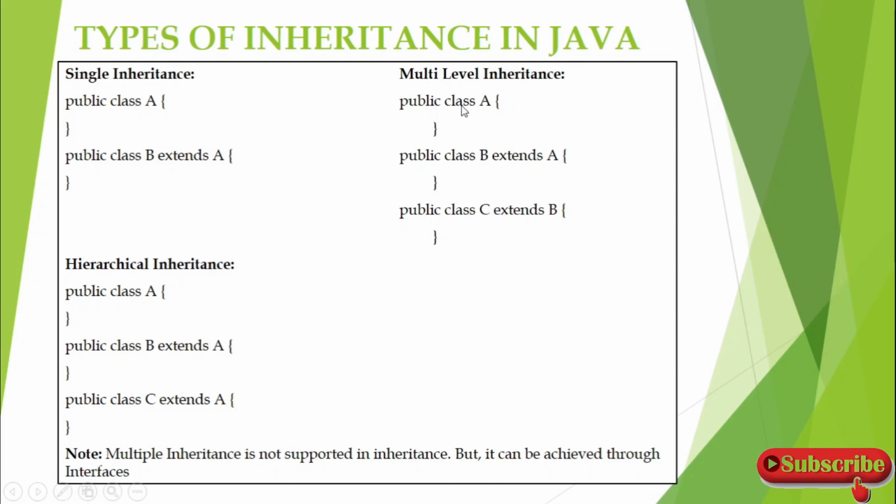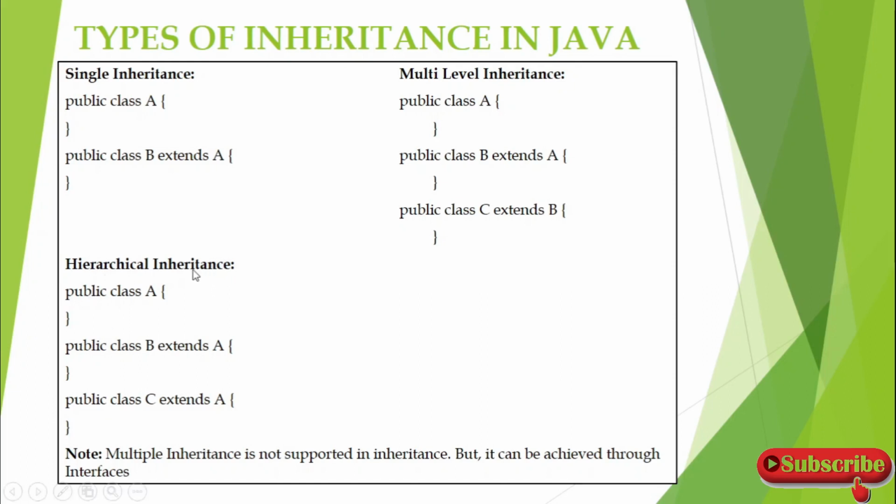Multi-level inheritance is where you have a parent class called A, and below that another class called B. B is the child class, and A is the parent class for B. Then you have another class called C, which is the derived class of B, and B is the parent class for C. If you create an object for class C, then you are able to access the properties of B as well as A. This is called multi-level inheritance.